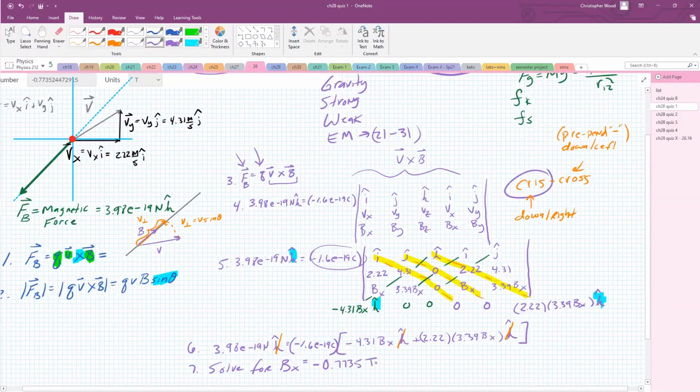A new unit, Tesla, brand new unit. And if I did dimensional analysis, apparently newtons equals coulombs meters per second times B. So apparently a Tesla is a Newton second per coulomb meter. More on that later, because I know you're probably doing something else.